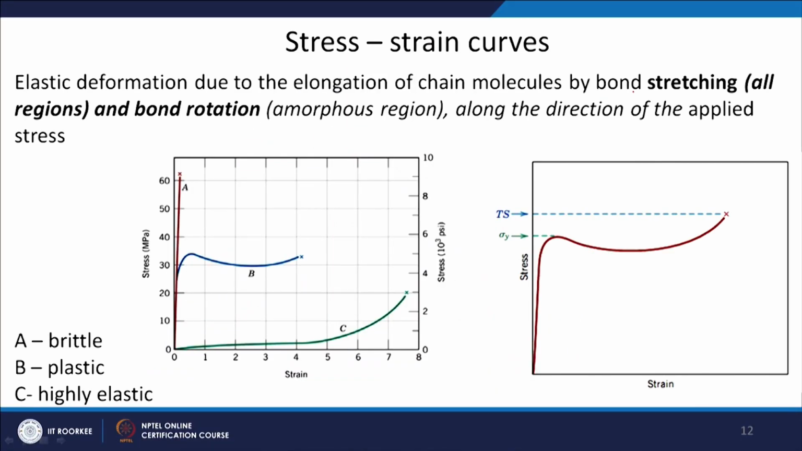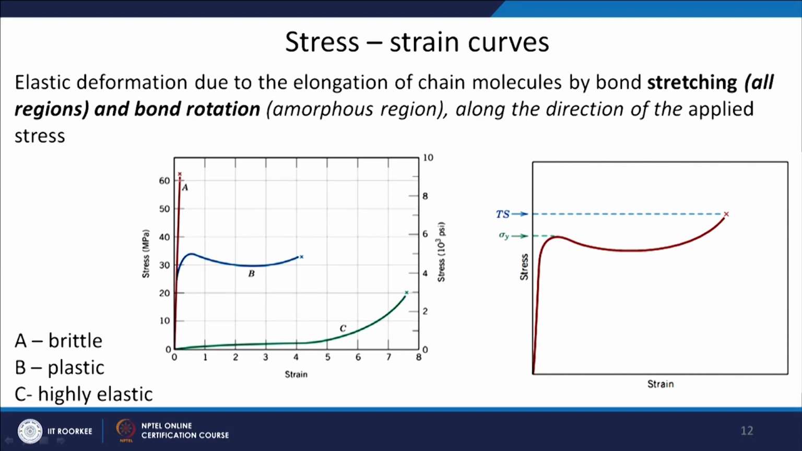Now, coming to stress strain curves of polymers. The elastic deformation due to elongation of chain molecules by bond stretching and bond rotation along the direction of the applied stress. So, the elastic deformation part, if you see in the polymers, it is due to the bond stretching and bond rotation along the direction of the applied stress. In this case also the bond stretching will be there between the two atoms.